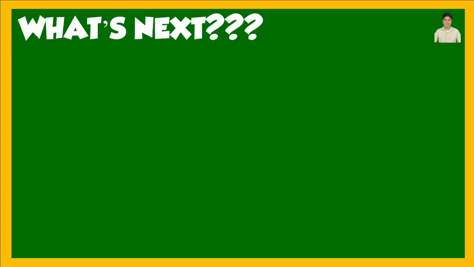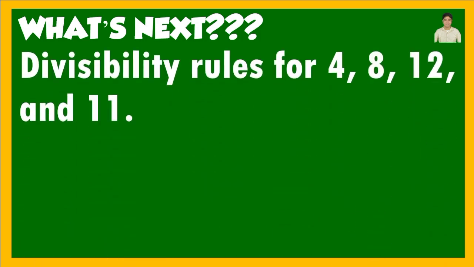After discussing with you the divisibility rules for 3, 6, and 9, we'll have another set of divisibility rules to be discussed. So ito po yung divisibility rules for 4, 8, 12, and 11. I hope nagkaroon kayo ng idea kung paano malalaman na ang isang number ay divisible sa 3, sa 6, o kaya naman sa 9. So yun lang. Maraming salamat.